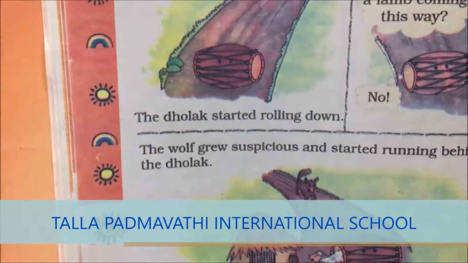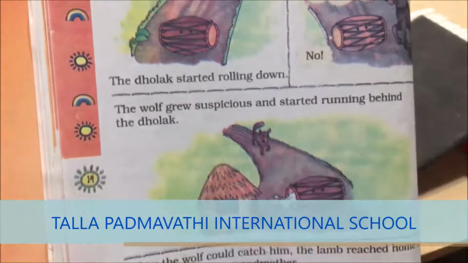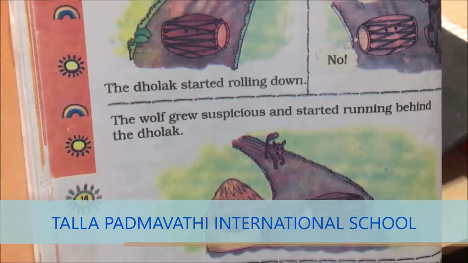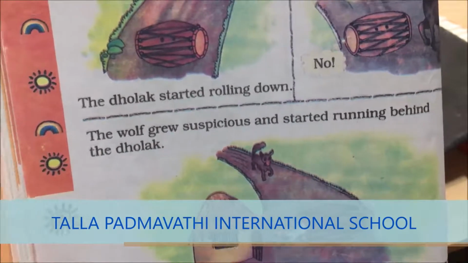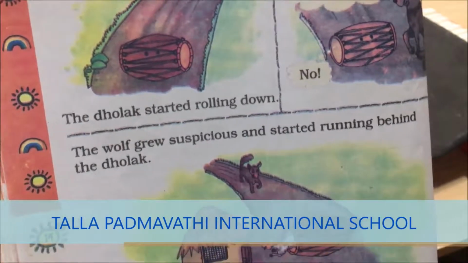The wolf was waiting for a long time, children, and suddenly he felt that something is wrong, something is suspicious about this dholak. And what did this wolf do? The wolf started running behind the dholak.